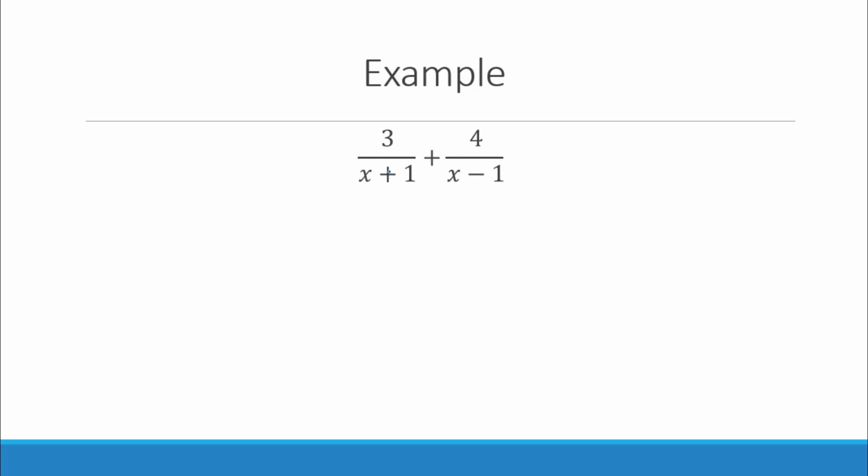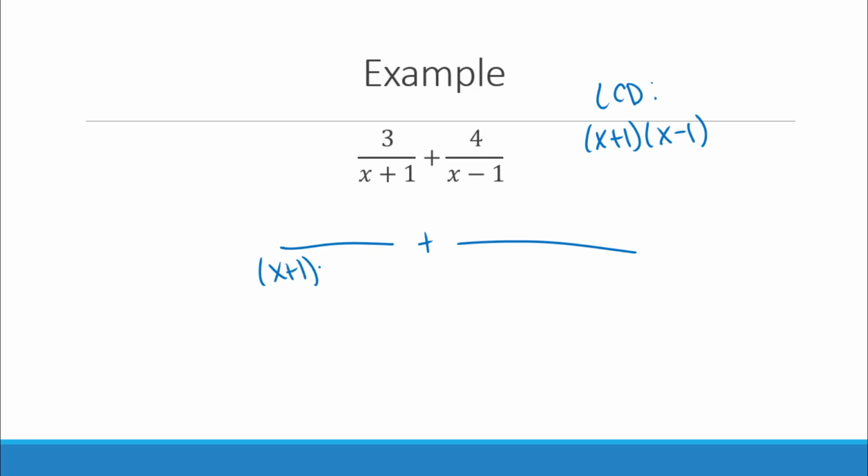So this one right here. Can we factor these denominators? No, we can't. They're already factored. So what would my LCD be? My LCD would be x plus 1 times x minus 1. So I'm going to rewrite these fractions with x plus 1 times x minus 1 at the bottom. That's my new LCD.